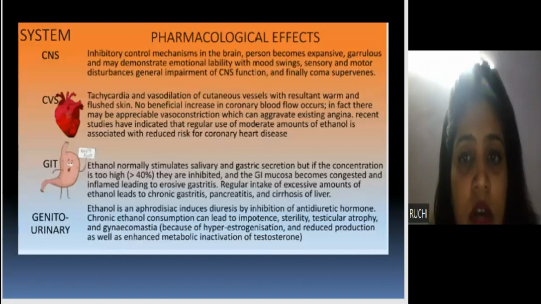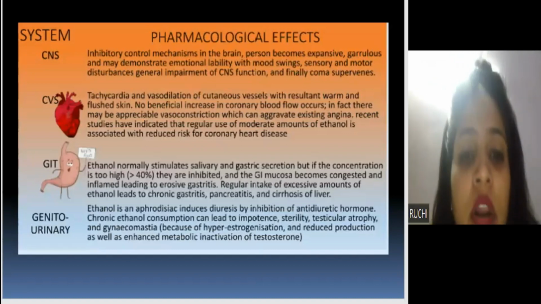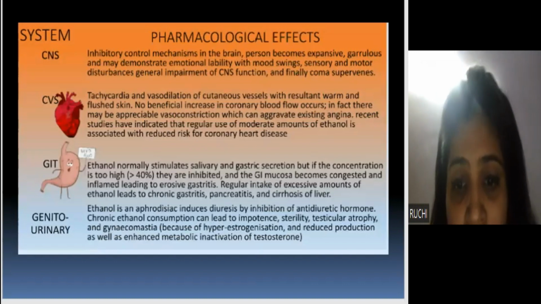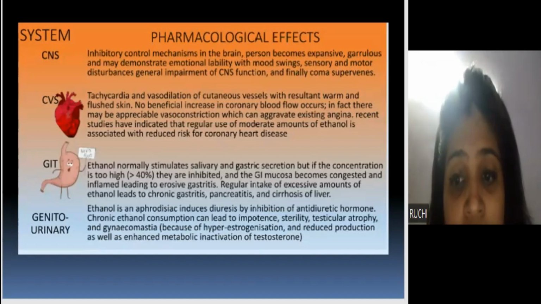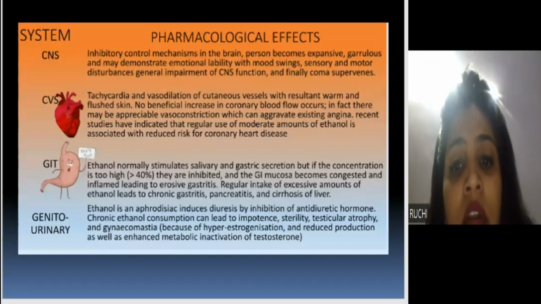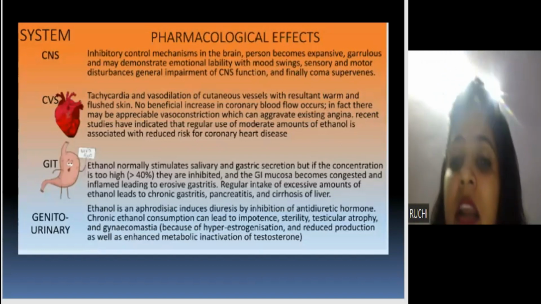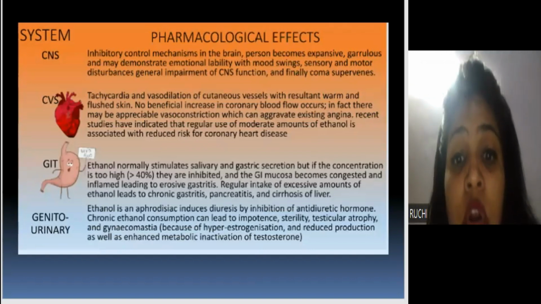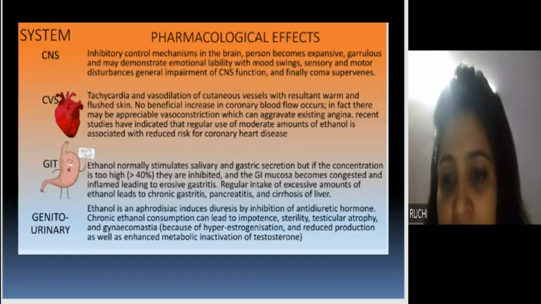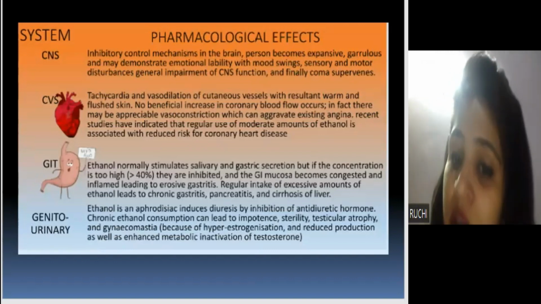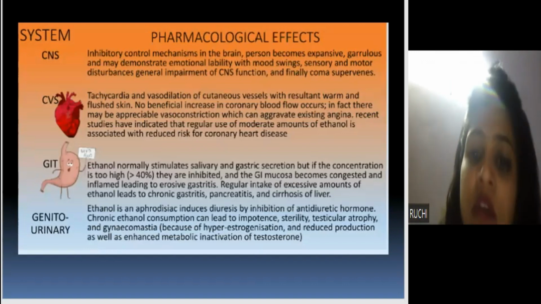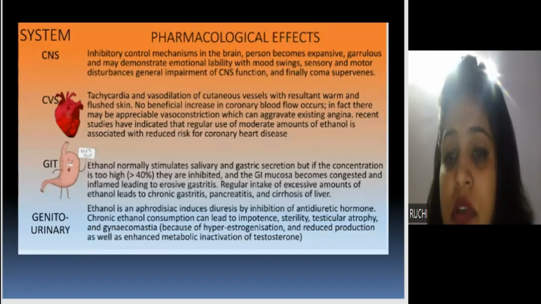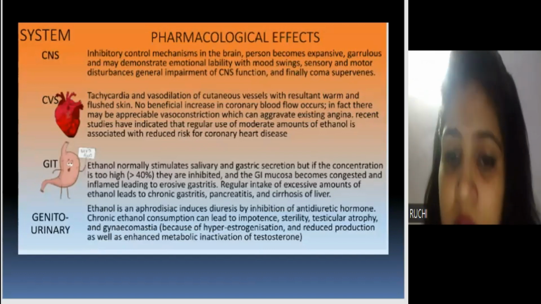So these are the pharmacological effects of alcohol in different systems, which we have already discussed, but we'll go through them. In the genitourinary system, alcohol is an aphrodisiac, and it induces diuresis by inhibition of ADH. Chronic ethanol consumption can lead to impotence, sterility, testicular atrophy, and gynecomastia. So these are the chronic effects which we see. Ethanol normally stimulates salivary and gastric secretion, but if concentration is too high, they are inhibited. So in a higher concentration, it will be the other way around. And the GI mucosa becomes congested and inflamed, leading to erosive gastritis.